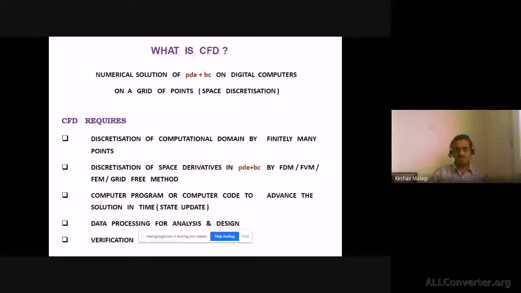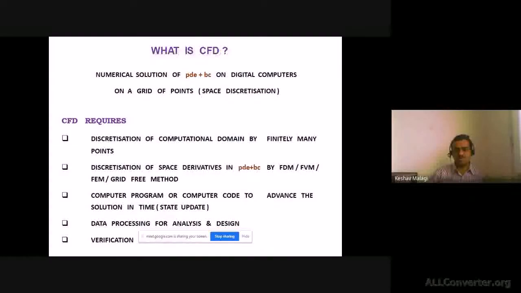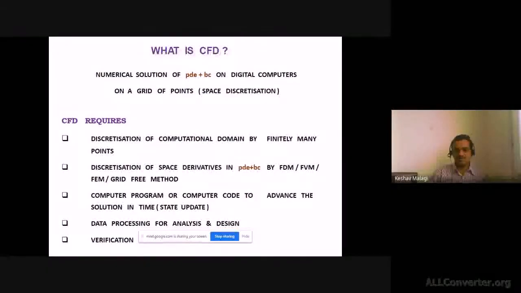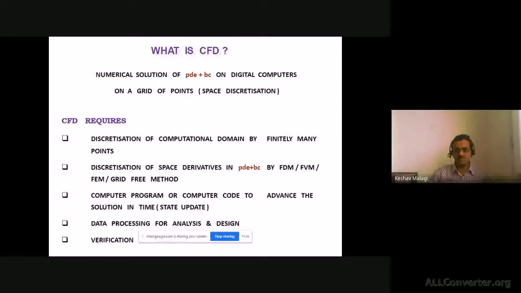And then what does this require? It requires a computational domain in which you discretize it by many points, and various methods are used to solve the PDE. And of course, you require a computer program which puts this numerical method into a code. And once you run the code, you will generate a lot of data. So you should know how to analyze that data and how to use that data in the design. And once you generate data, a very important thing is to know what is verification and validation.